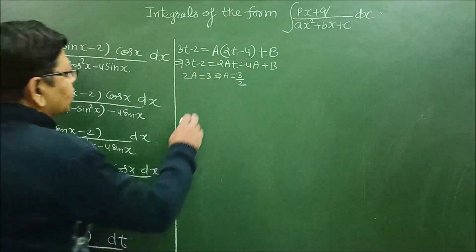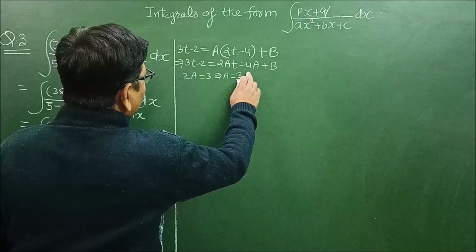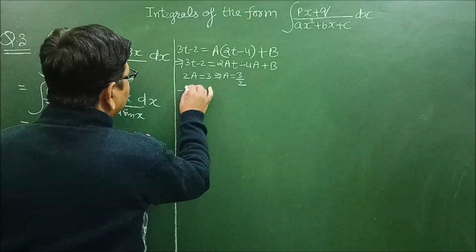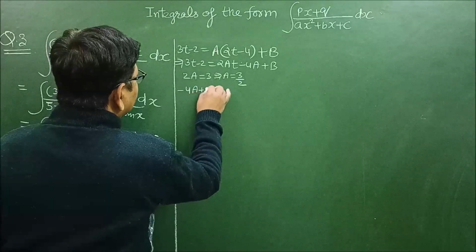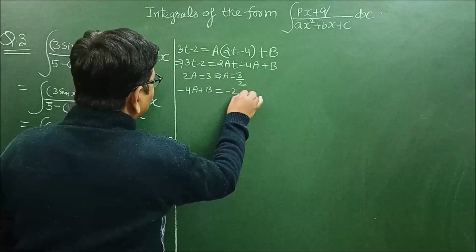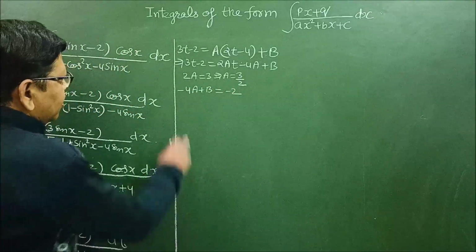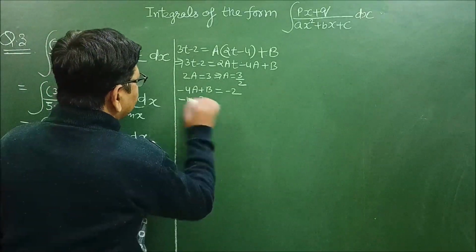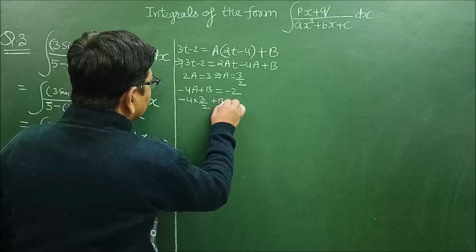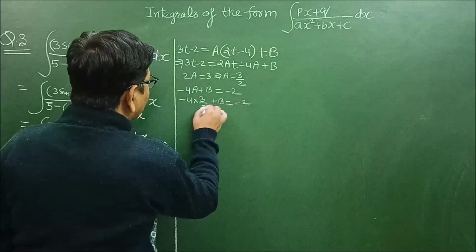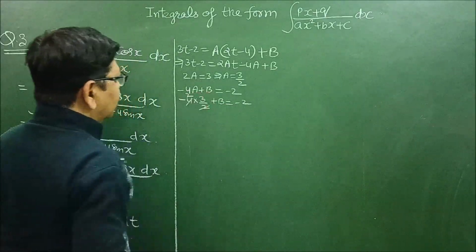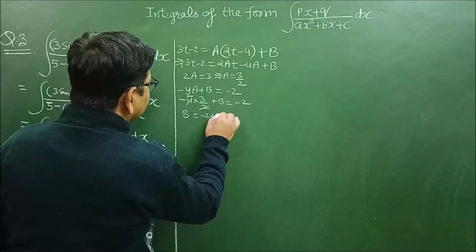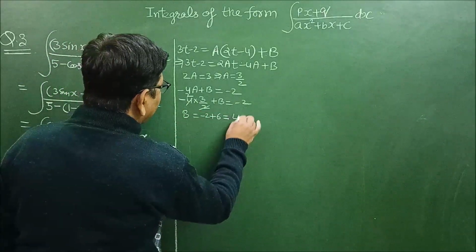and the constant term is minus 4a plus b on the right hand side. Minus 4a plus b is equal to minus 2. Putting the value of a here, so minus 4 into 3 upon 2 plus b is equal to minus 2. 2 cancels, so b is equal to minus 2 plus 6 is equal to 4.